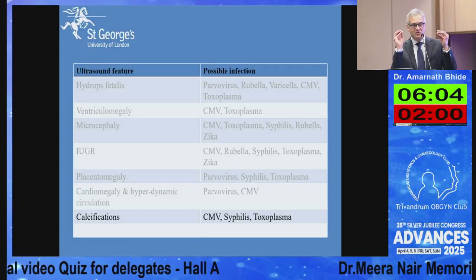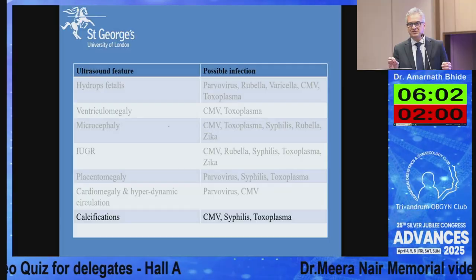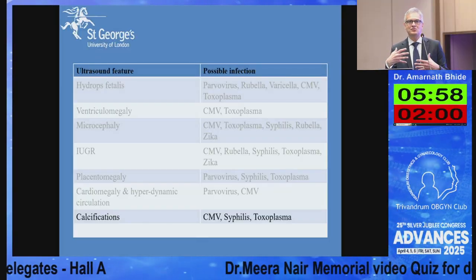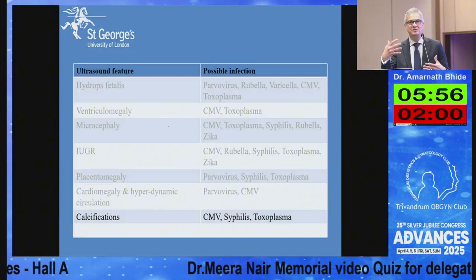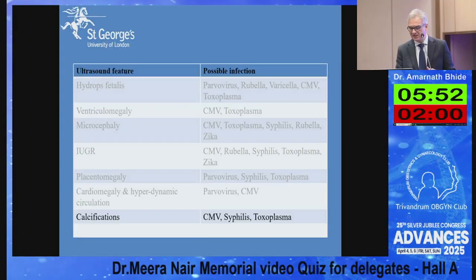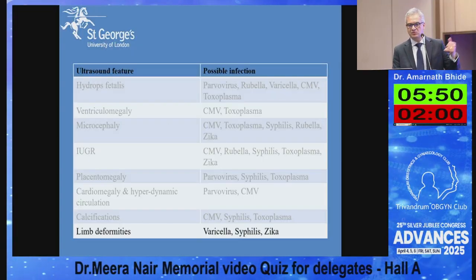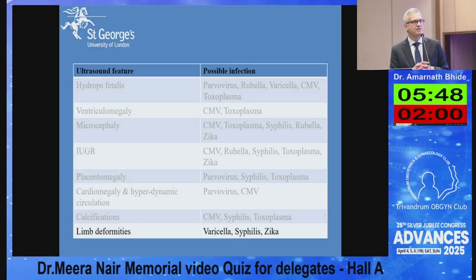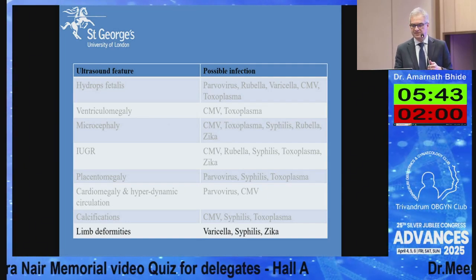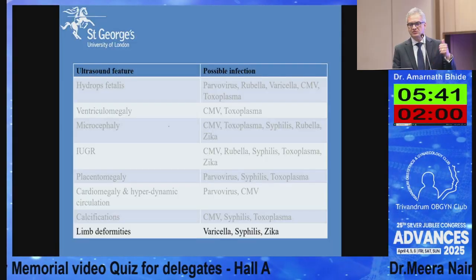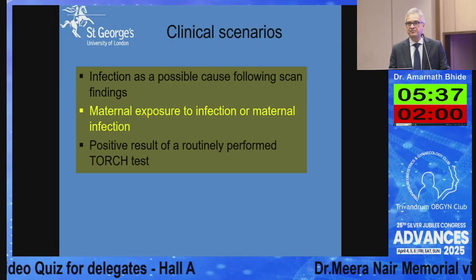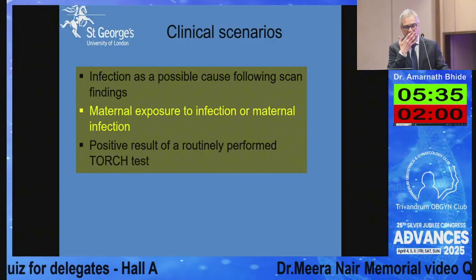Again, I should qualify myself. We are not talking of isolated calcifications. We are kind of putting a jigsaw puzzle together. The pieces must fit with each other. So if we are seeing more and more signs, then we are thinking more in terms of infection. If we see limb deformities, then we are talking of varicella, syphilis, and Zika. So those are the kind of ultrasound features that can lead to a suspicion of infection.